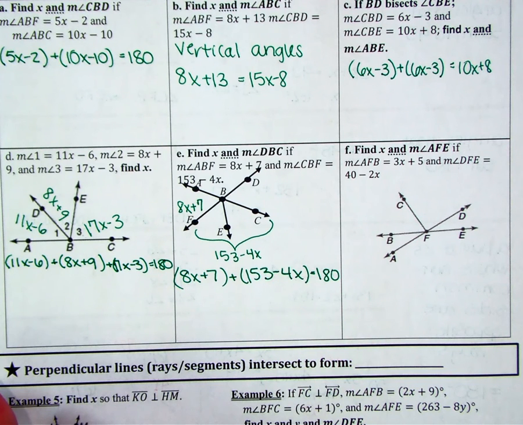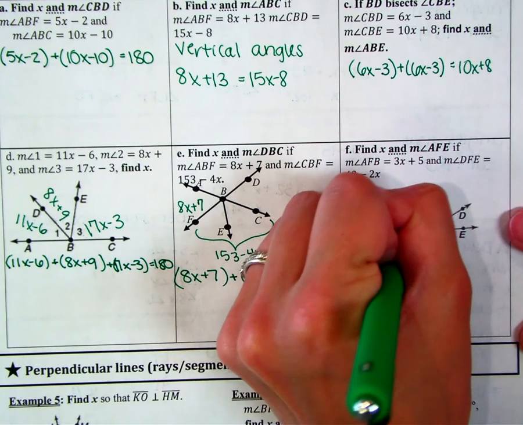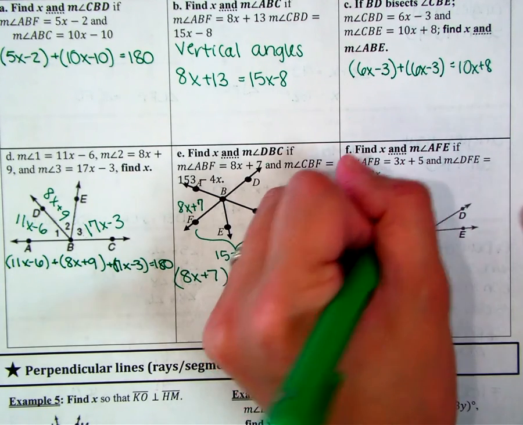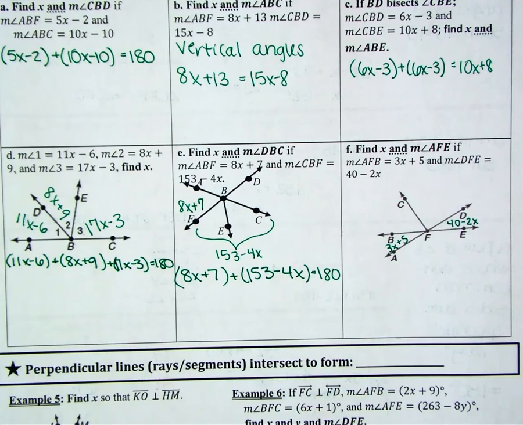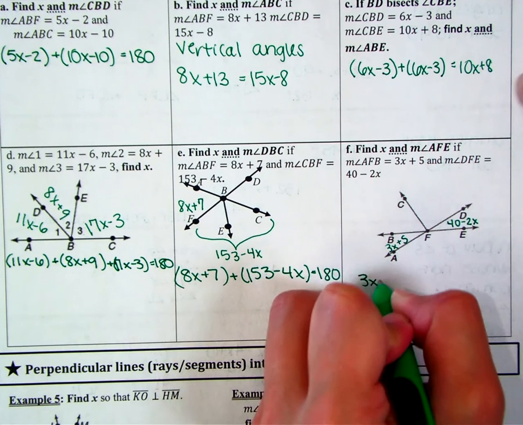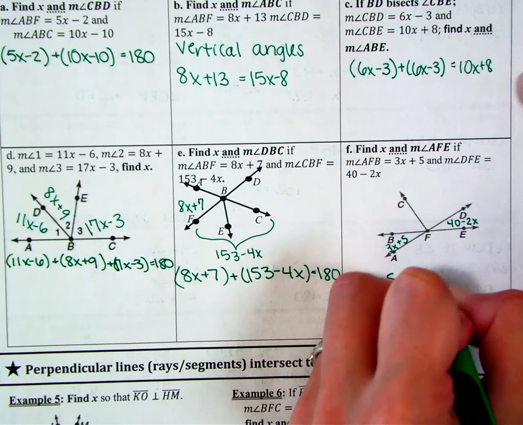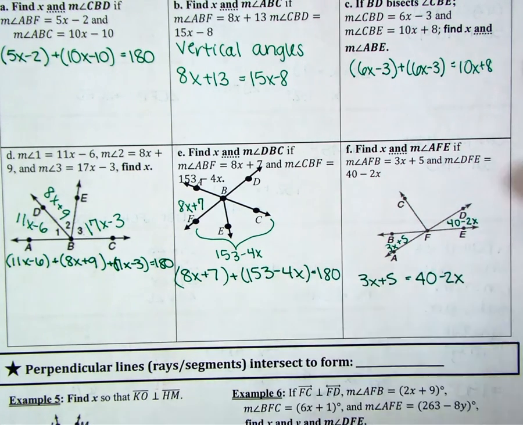And then last, to find x and the measure of angle AFE, if AFB is 3x plus 5 and DFE is 40 minus 2x. So we see they're kind of opposite each other. They are vertical angles. Vertical angles are congruent, so we'll set them equal to each other. Solve for x and then see what kind of relationship they have with AFE.